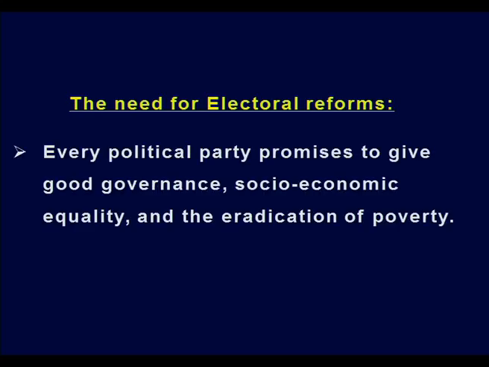So, children, till now we have discussed the election process in India. This is a very important task conducted in India, but it requires more reforms. Reforms means changes. Let us see some of the important reforms. There is a need for electoral reforms. Every political party promises to give good governance, socio-economic equality and the eradication of poverty.